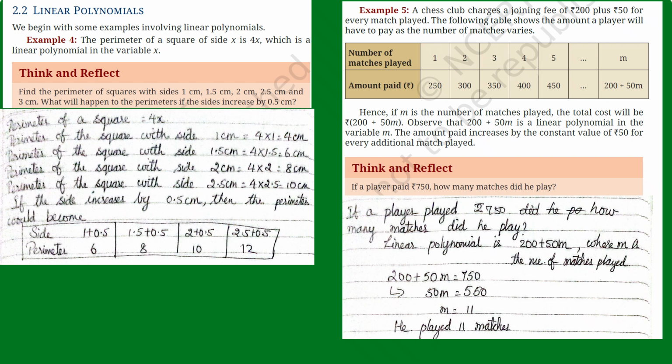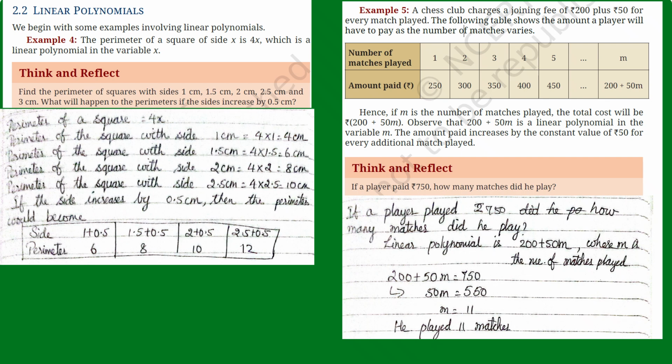The perimeter of a square of side x is 4x, which is a linear polynomial in the variable x. We know very well the formula for the perimeter of a square, which is 4 times the side of the square. So if the side is x, then it is nothing but 4x. This 4x is in the form of a linear polynomial. That is what is of prime interest in this particular chapter.